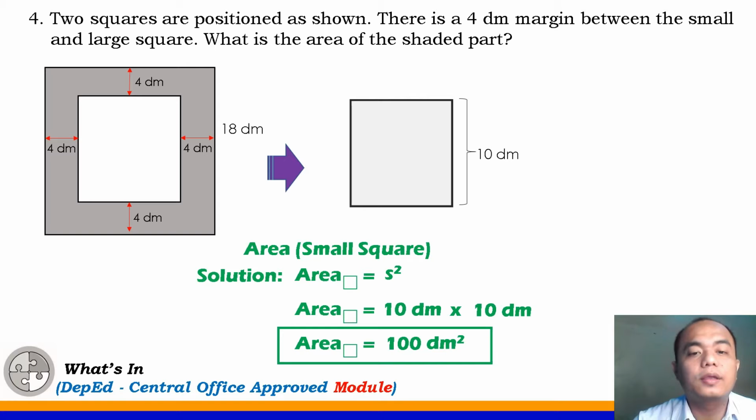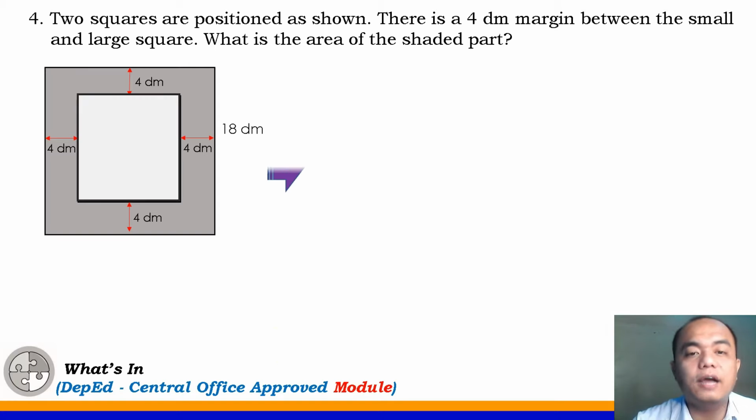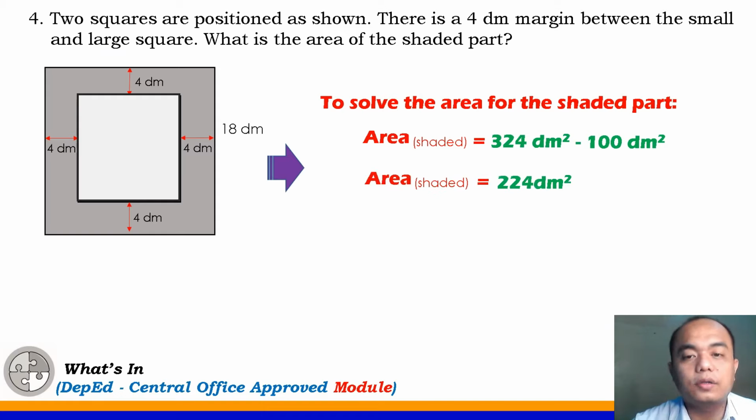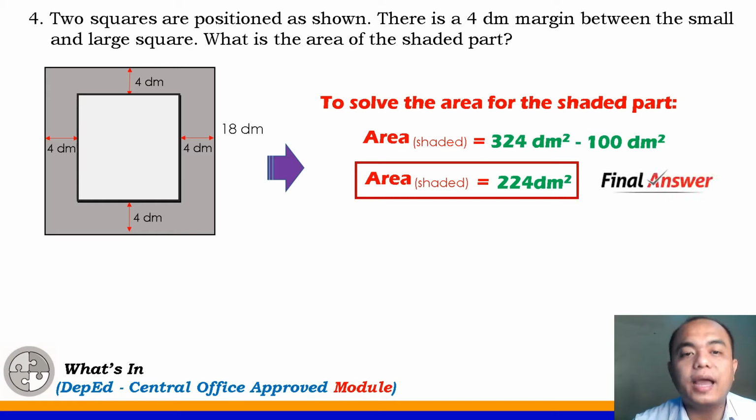Okay? So now let's have subtraction to solve for the area of the shaded part. So the area of the shaded part is equal to 324 decimeters squared minus 100 decimeters squared. So that's 224 square decimeters is your final answer for number 4.